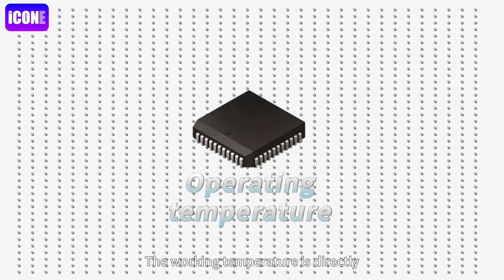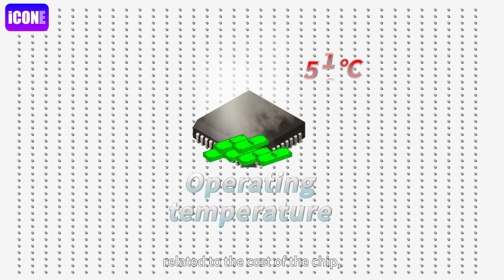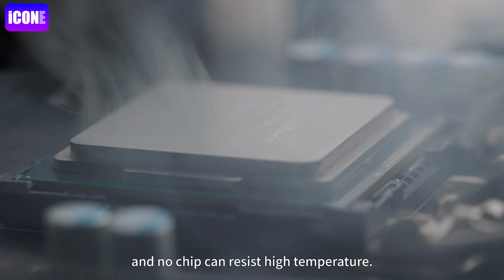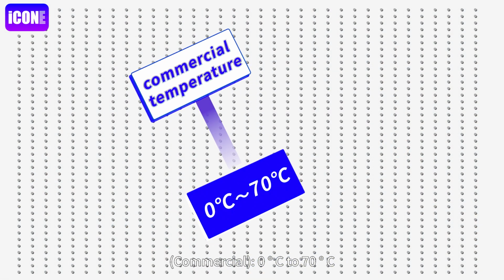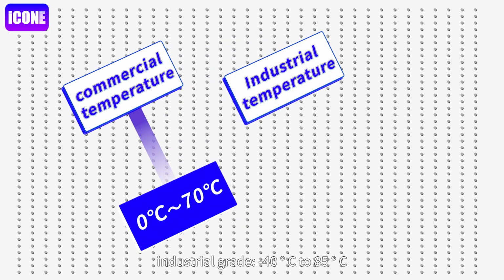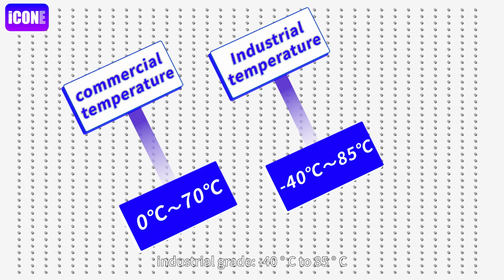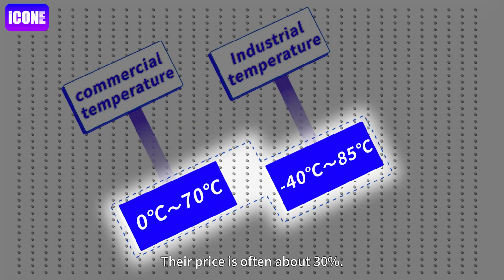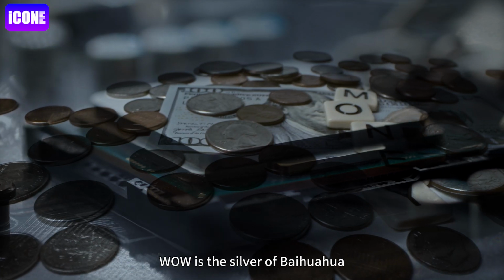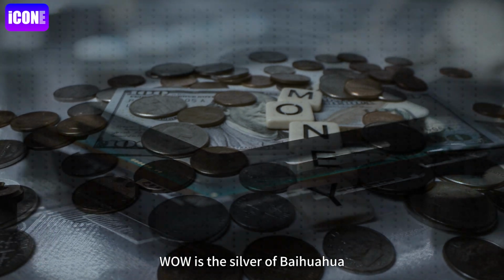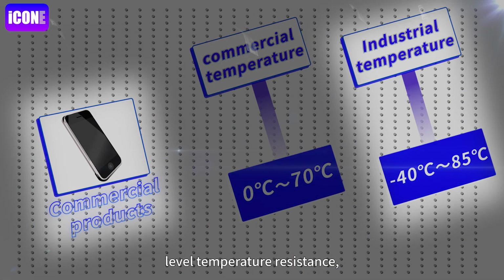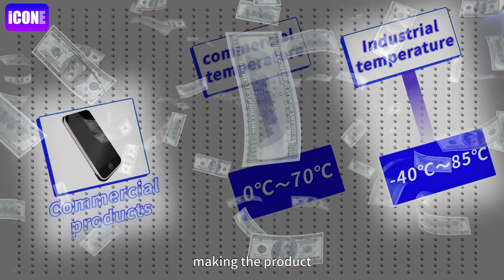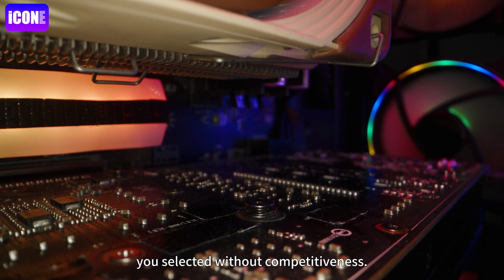The working temperature is directly related to the cost of the chip, and no chip can resist high temperature. Common chip working temperature grades: commercial, 0 degrees C to 70 degrees C, industrial grade, -40 degrees C to 85 degrees C. Their price is often about 30% higher. If your commercial products choose industrial level temperature resistance, it may also waste money, making the product you selected without competitiveness.